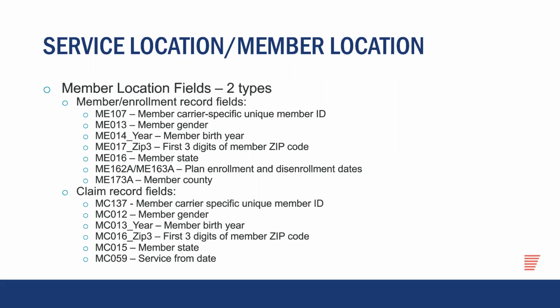Then you have in enrollment the enrollment and disenrollment dates and county, which is important for some studies. And then in the claim record, you'll have the service from date. And the difference between the enrollment and disenrollment dates and the service from date, those can be an important interaction, again, depending on your study.